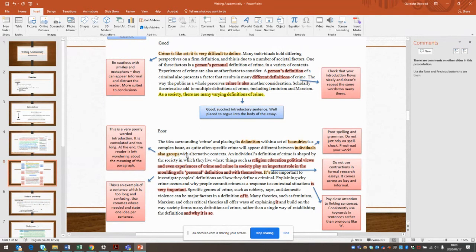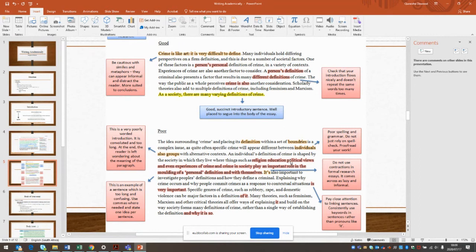At the end of the sentence, which says "with alternative contexts," I don't know what the researcher is trying to say. I don't know what context means. If you find a sentence is going on for more than 2.5 or 3 lines, it means that you need to cut it down.